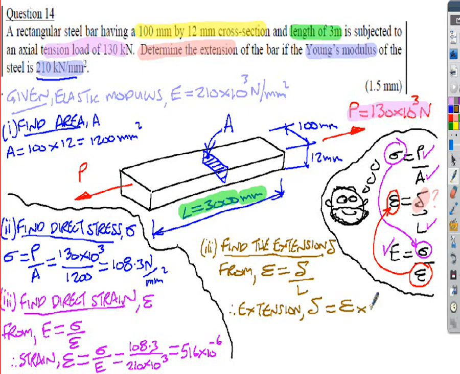in other words, the strain times the length. We said the strain was 516 times 10 to the negative 6, and we're multiplying that by the length, and that's given in the question. In millimetres it's 3000 millimetres, so therefore I can find the extension, which I get about 1.55 millimetres. Just check that out for yourself. Okay, that's the extension of the bar.